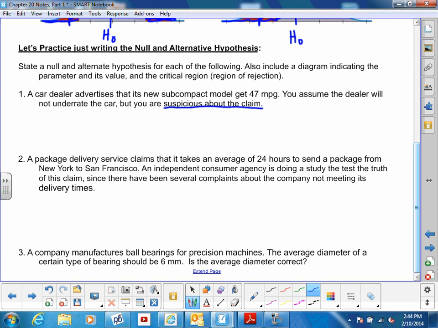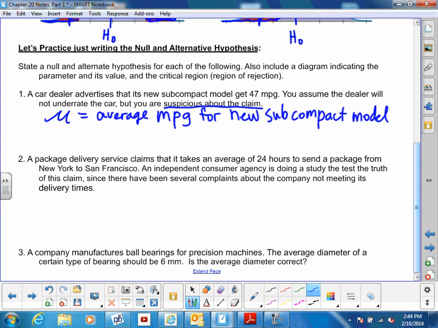So first question, is this problem about a proportion for the subcompact cars or a mean for the subcompact cars? Okay, it is about the mean. So you write a mu. This is what we are talking about for this problem. And what is it about? The average miles per gallon for the new subcompact model. Okay, so that is what we are going to be making a statement about, is this claim.